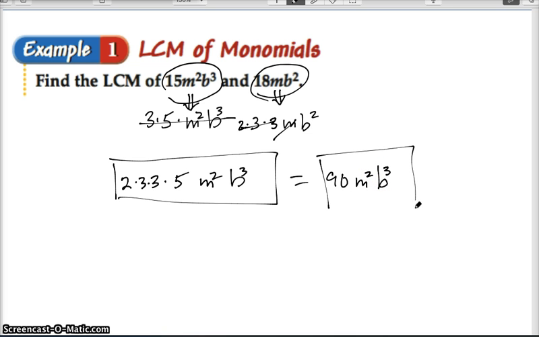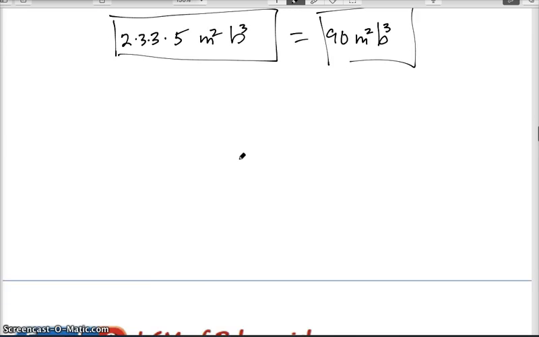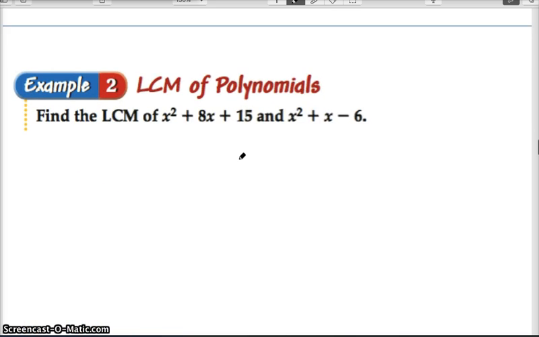So I've created a number that includes all of the other numbers. So 15m squared b cubed definitely divides evenly into this, and so does 18m b squared. And I made sure, in a sense tightened it, so I would only have exactly what I needed to contain those two numbers. All right, let's go ahead and do the same thing here.